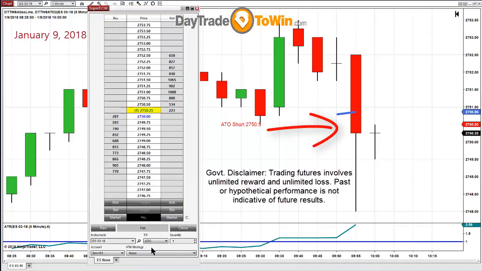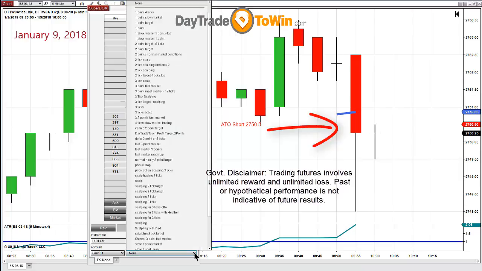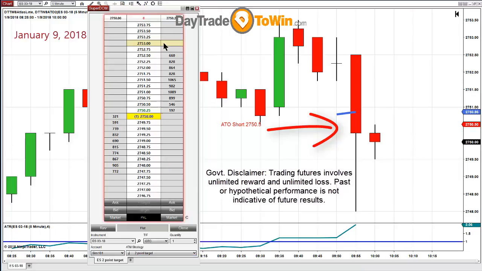Now remember, trading is risky. Please do not trade with funds you can't afford to lose. Just be careful when you trade, especially if you're new to trading.